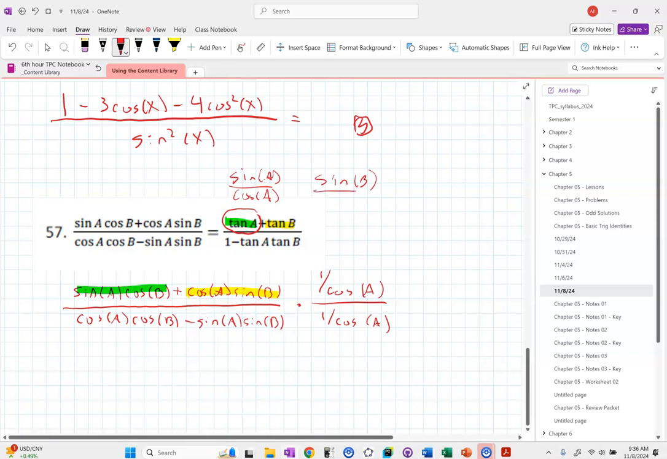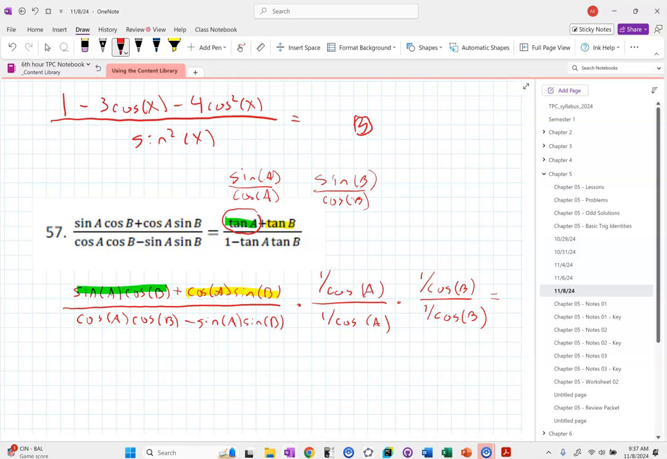Now let's look at this one. This is sine B over cosine B. Okay, well, I have the sine B already. So let's multiply this top and bottom by 1 over cosine B. And that'll get me my tan A and tan B. Everybody okay there? Let's just see how that works out now, okay?